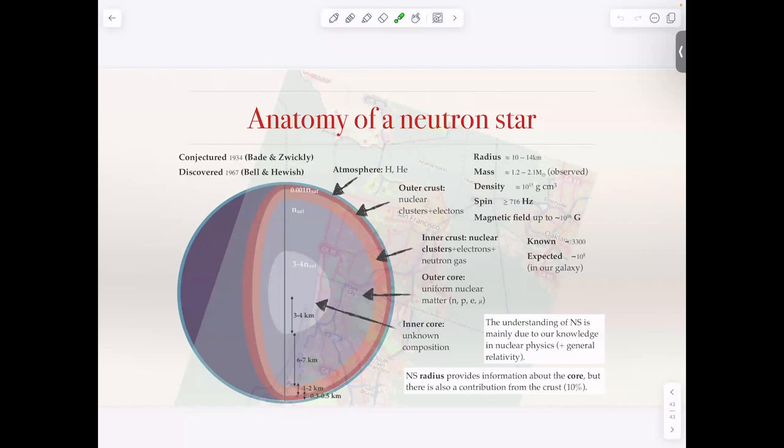So the crust is there. All this part is the core of a neutron star, and the crust is separated into two different regions, which are called the outer crust, the more external part, and the inner crust. The difference between the two, for nuclear physicists, is very easy to understand. This is where the neutron drip line is.